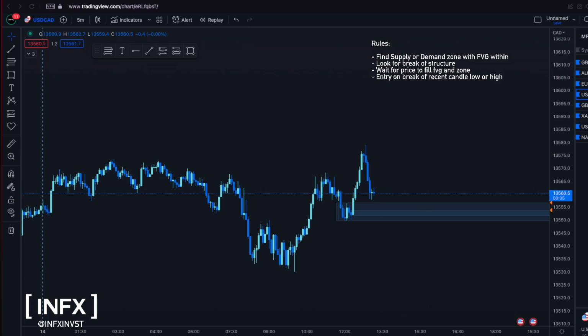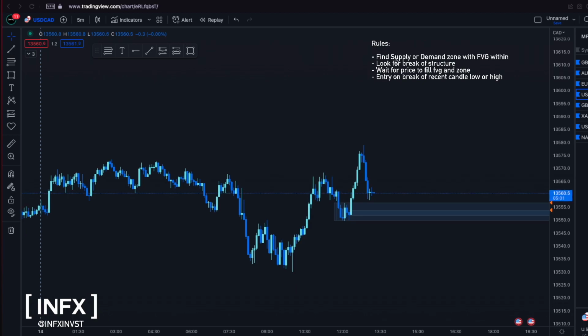So today we are going to be looking for our usual setup. Okay, our rules are up here. Find supply and demand zone with a fair value gap within. Look for a breaker structure from the zone. Wait for price to fill the fair value gap and zone, and enter on a break of a candle high.